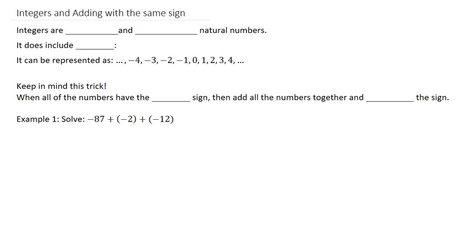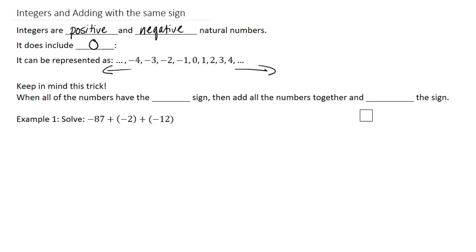Integers and adding with the same sign. Integers are positive and negative natural numbers, and it does include 0. And it can be represented as the following, where it goes from infinity on the negative side and also on the positive side, because that's what the dots indicate. So -4, -3, -2, -1, 0, 1, 2, 3, 4, and it continues.